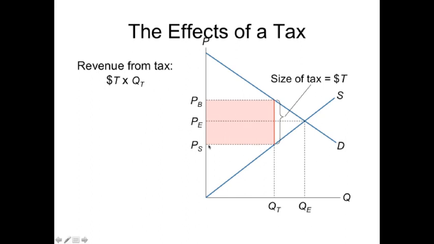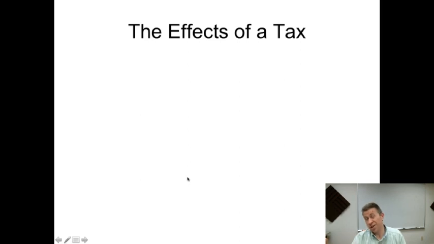So it's the quantity times the amount of the tax. That'll be the revenue gained from the tax. So Q_T times the T dollars. That's relatively simple. If you have a $100 tax and you get 20 units, what's the tax revenue for the government? 100 times 20 is 2,000.